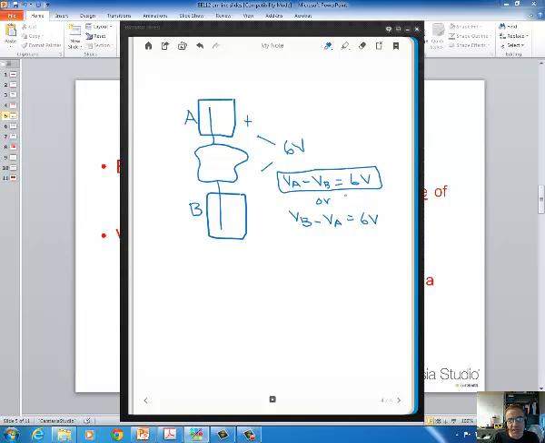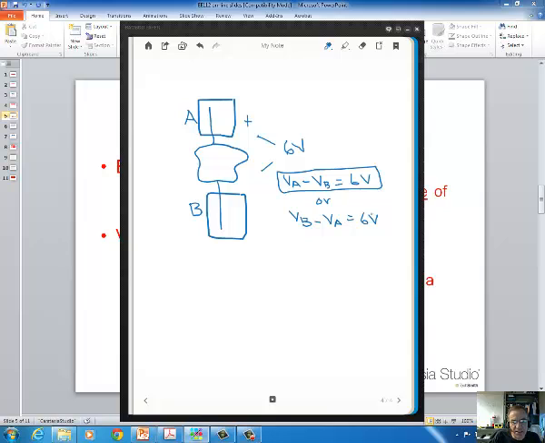Now if I'm told the opposite, that the higher voltage end is node B instead of node A, then this would be our equation, since the voltage at node B is higher than the voltage at the other end, node A. So that's what polarity is. Remember, voltage is always a difference, and the polarity tells you which end of that difference is the higher voltage end.